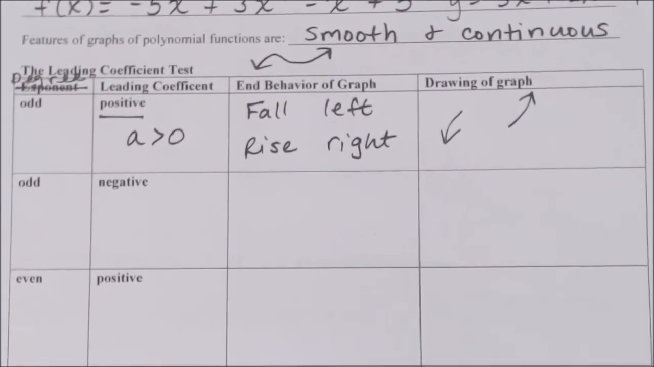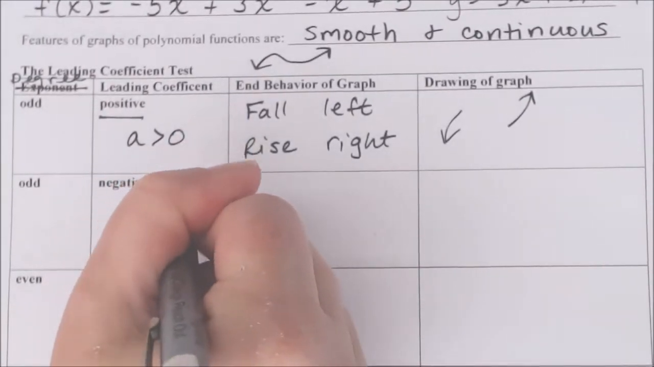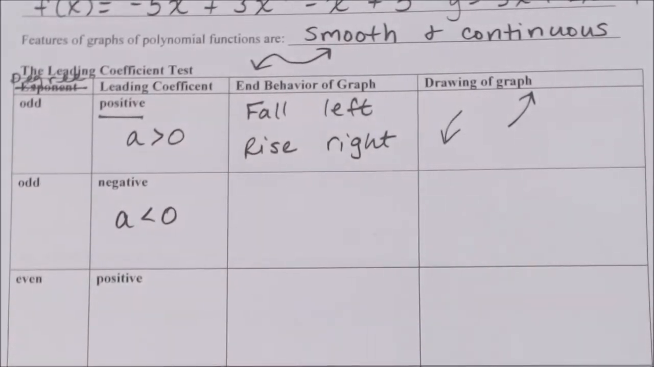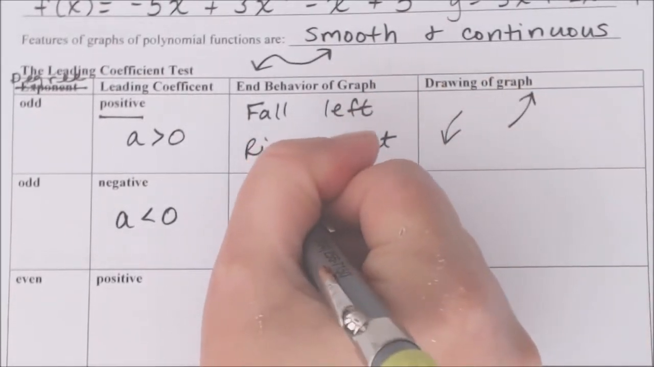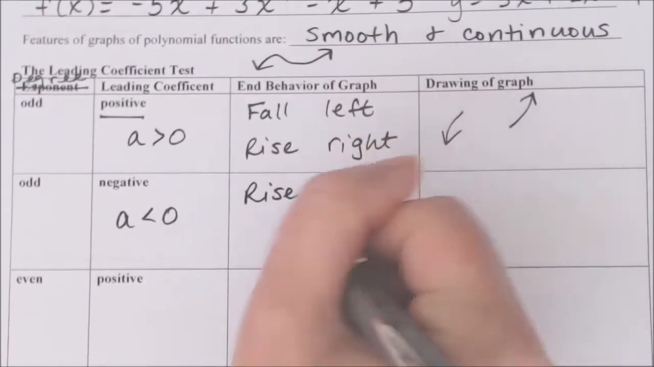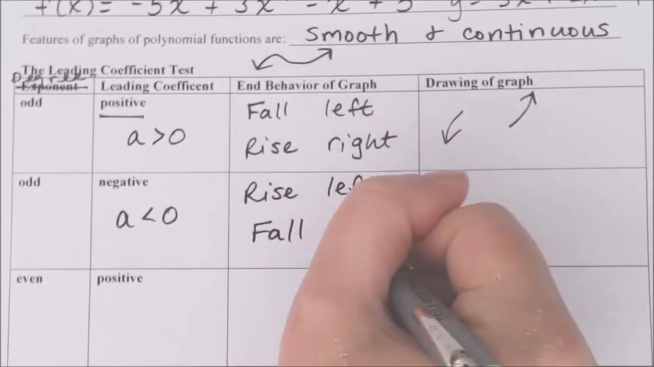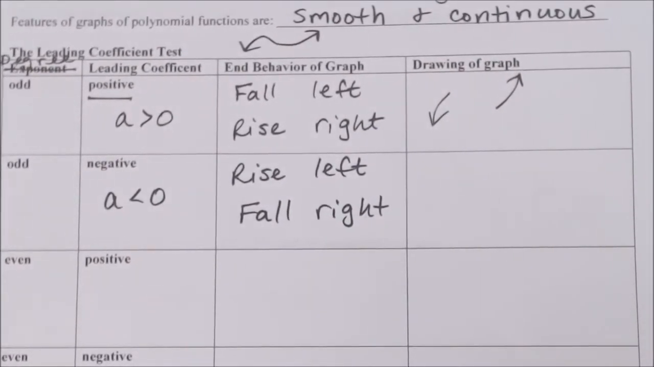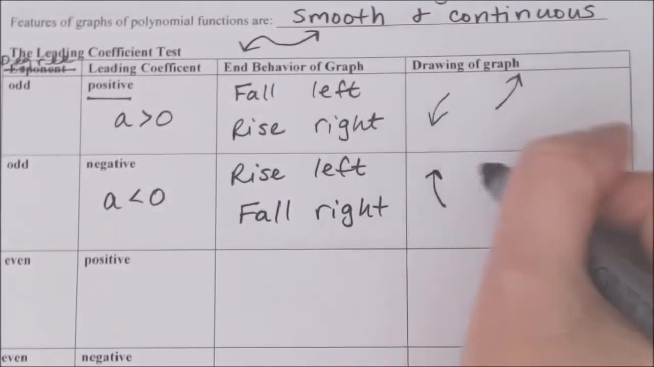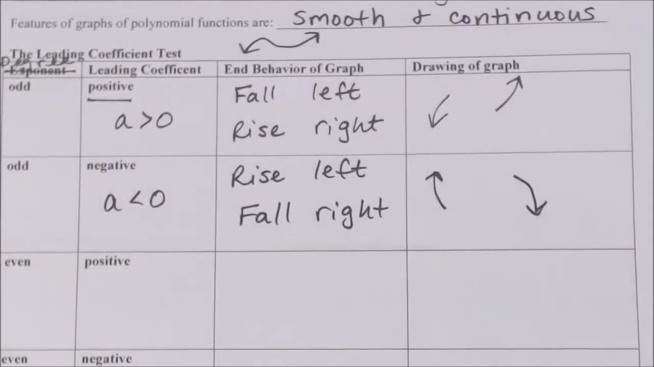Now, if we have an odd degree but a negative leading coefficient, odd means opposite still, but now the leading coefficient is negative, so it's going to cause the graph to reflect over the x-axis. So instead of falling on the left, it's going to rise on the left and fall on the right. It's going to be very similar, like I said, in terms of it's going to be opposite, but it's going to rise on the left, fall on the right, just like that.